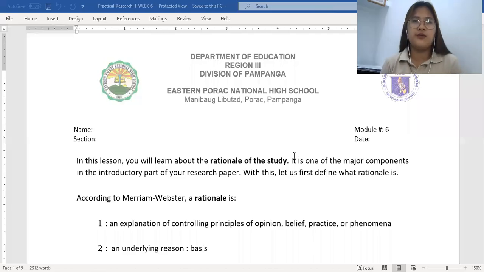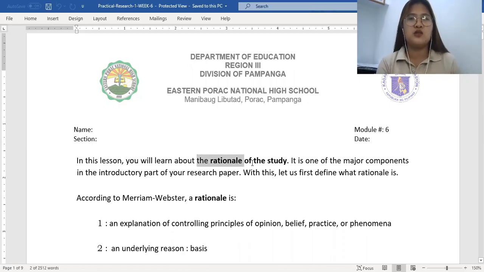Okay, good afternoon, everyone. So, for today, we're gonna have Module 6. This is your last learning activity sheet. So, for this module, we're gonna have the rationale of the study. So, ang rationale, this is one of the major components dun sa introduction part of your research paper.